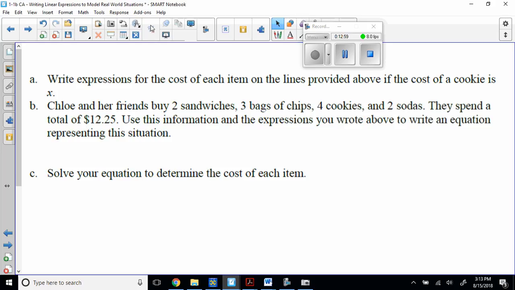Chloe and her friends are going to buy 2 sandwiches, 3 bags of chips, 4 cookies, and 2 sodas. Somebody's going to get some extra sandwich, and somebody's going to split some chips, right? Or somebody's going to do without. When they purchase this, they spend $12.25.